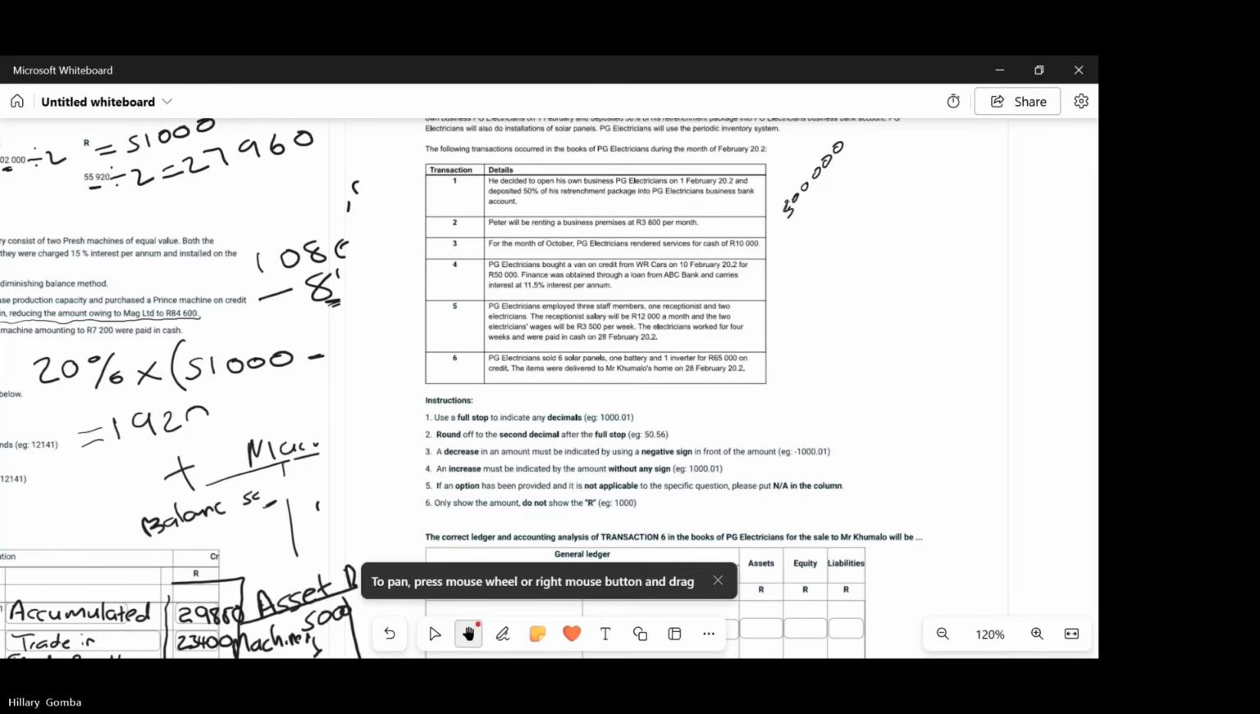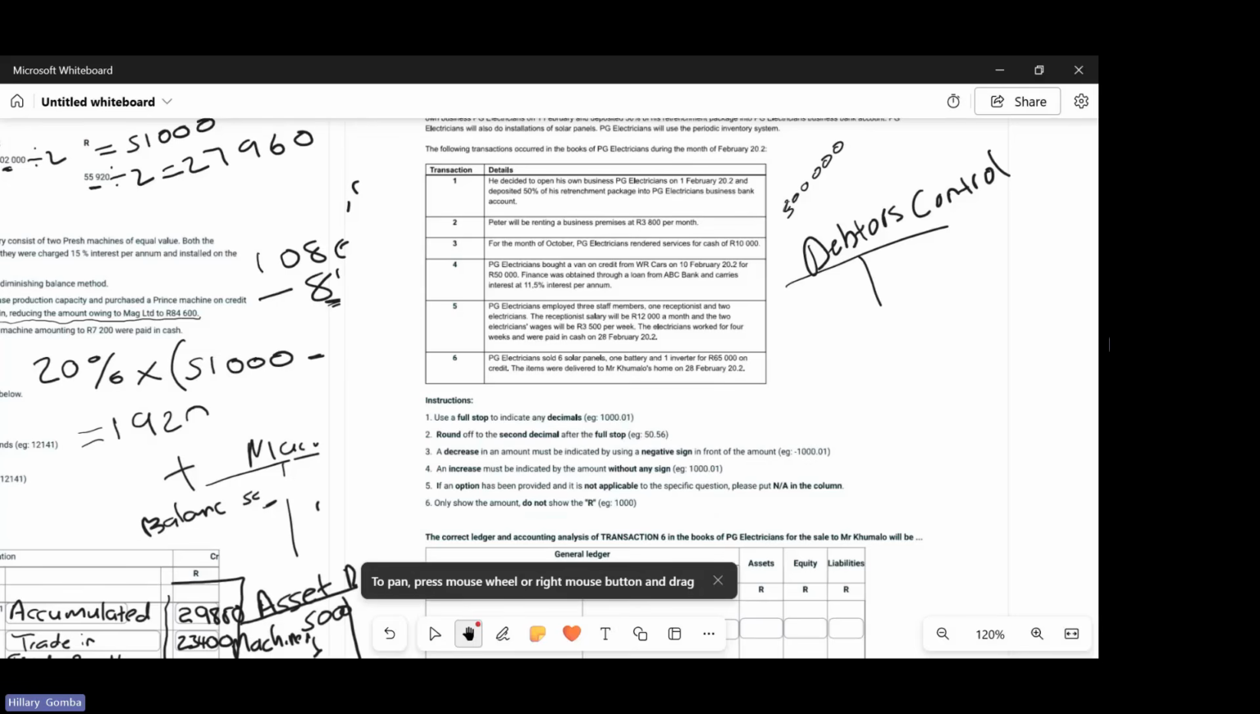So this affects our control account, right? Which is also affecting the trade receivables account. Do we all agree? Because we sold these products on credit.